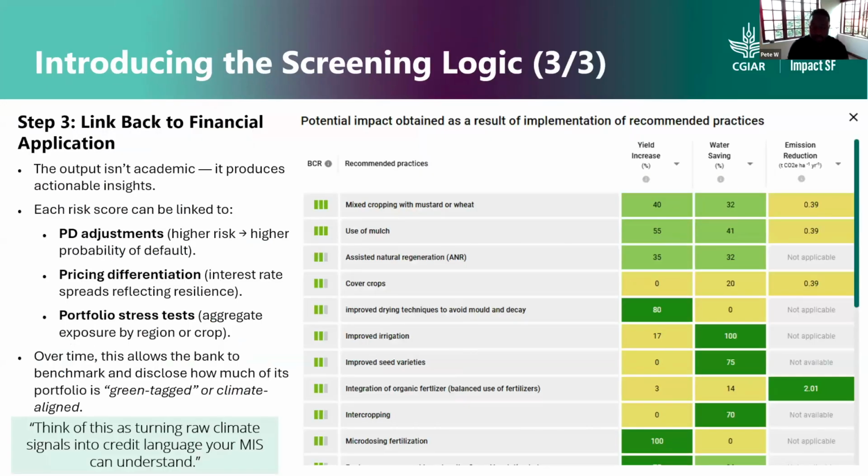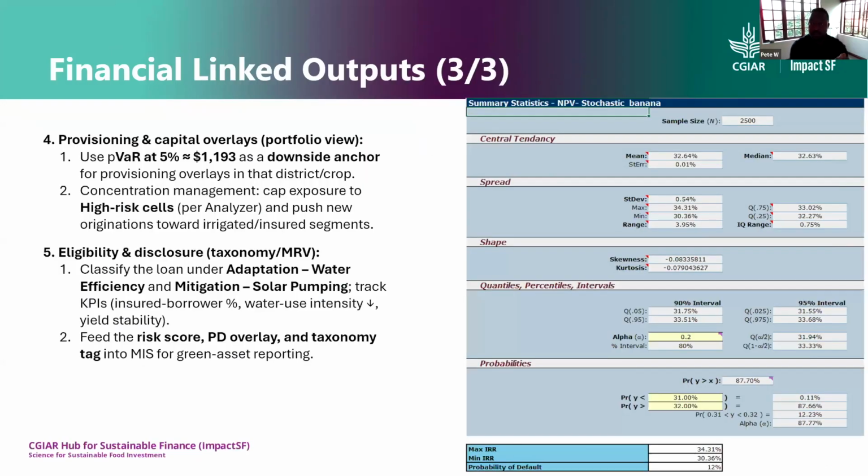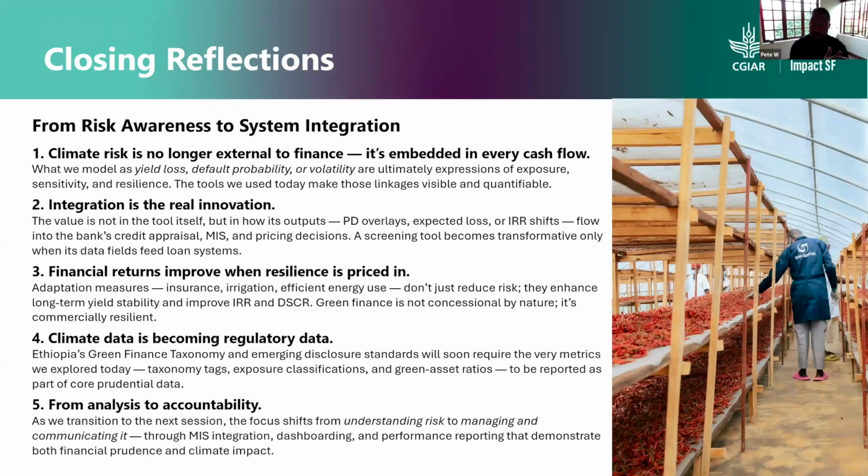Similarly, financial returns improve when resilience is priced in. It's important for you to have the first level of insurance, which we mentioned was on the farm: your irrigation, your improved seeds, your improved fertilizer, making it organic and the like. So when you do that, this particular farmer and this particular ecosystem, let me put it like that, becomes more resilient to climatic shocks.